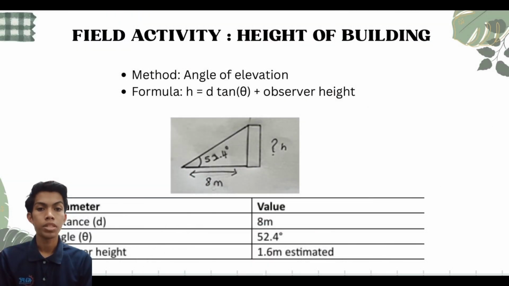For our first activity, we focused on finding the height of a building using the angle of elevation. We applied the formula: height equals distance times the tangent of the angle, plus the observer height. This method allows us to estimate height without directly measuring the building.